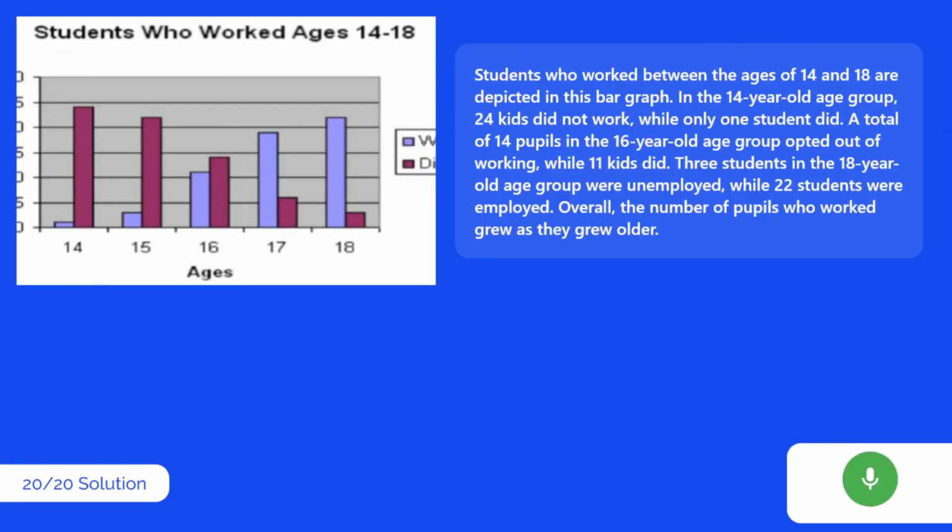Students who worked between the ages of 14 and 18 are depicted in this bar graph. In the 14-year-old age group, 24 kids did not work, while only one student did. A total of 14 pupils in the 16-year-old age group opted out of working, while 11 kids did. 3 students in the 18-year-old age group were unemployed, while 22 students were employed. Overall, the number of pupils who worked grew as they grew older.